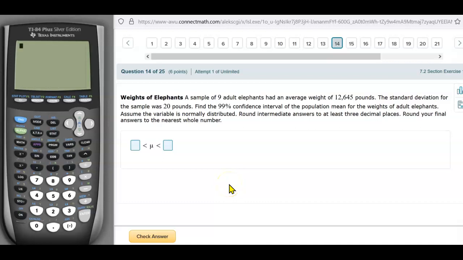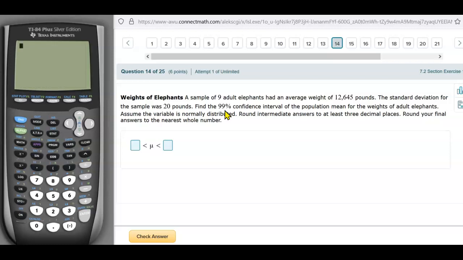All right, so for this question, we are trying to figure out the confidence interval. We are given a sample size of 9, the weight of 12,645 pounds, the standard deviation is 20, and it is a 99% confidence interval.